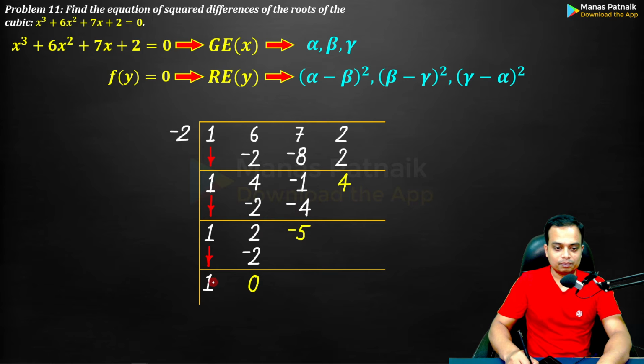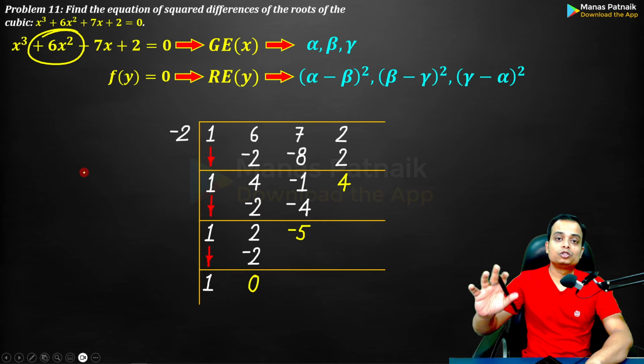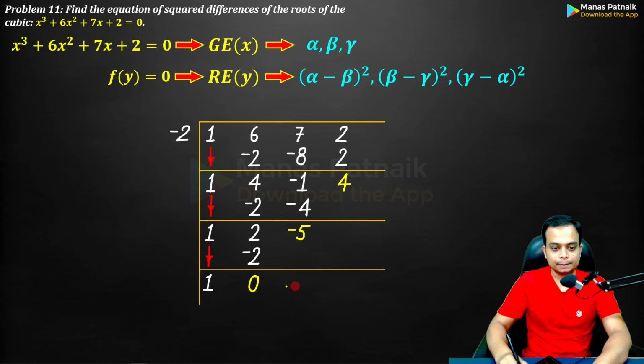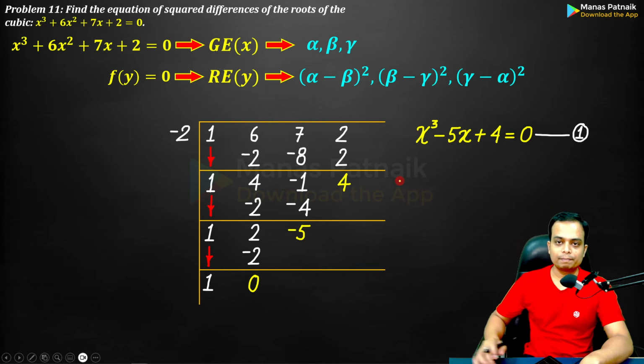So you can see the second term is 0, and that is exactly what we wanted. We wanted the second term to be 0, and for the second term to be 0, your roots should be in the form of alpha plus 2, beta plus 2, gamma plus 2. Please try to understand this. So this is going to be 1x cube plus 0 times x square minus 5x plus 4 is equal to 0. Let me write this equation. I'll number it as equation number 1.